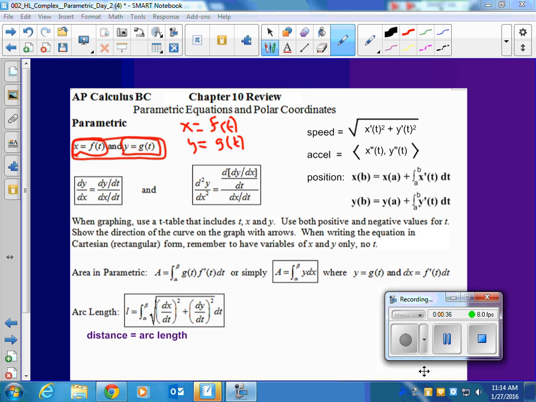Now that's for how many dimensions? Two. What if we wanted to do three dimensions? What do we need? Z equal to, you know, h of t. What if we wanted to do four dimensions? We'd go, whatever, b or a equals i of t, or whatever you want to do. You're just going to add more equations, and that's why this is so powerful, is that you can go as many dimensions as you want.